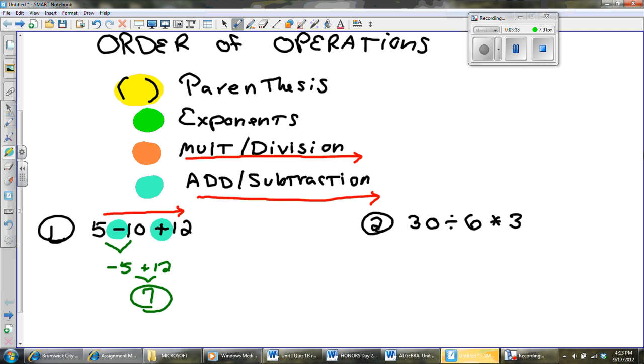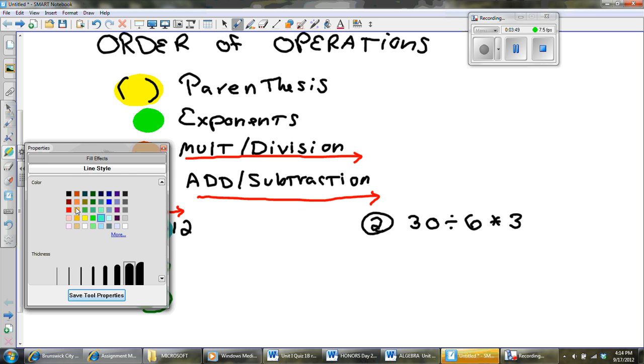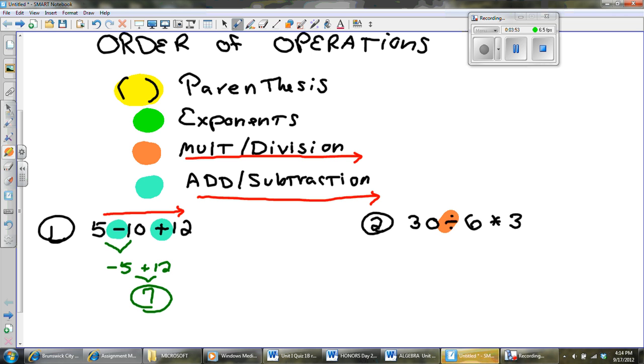Moving on to number 2. I look for parentheses. I see none. I look for exponents. I do not find any exponents. Search for multiplication, division. Whoop, whoop, whoop. I found it. I found it. I need my orange highlighter. Here comes my orange highlighter. I have division here. I also have multiplication here.